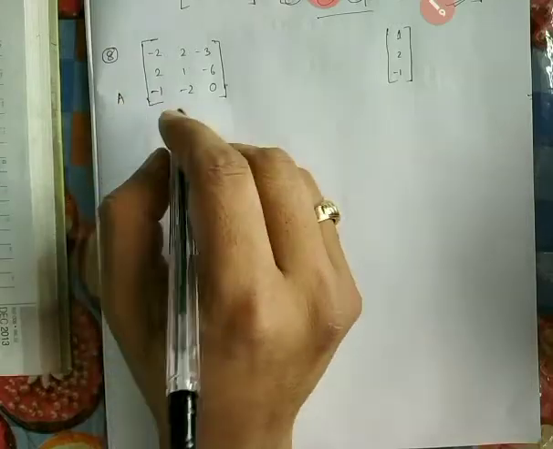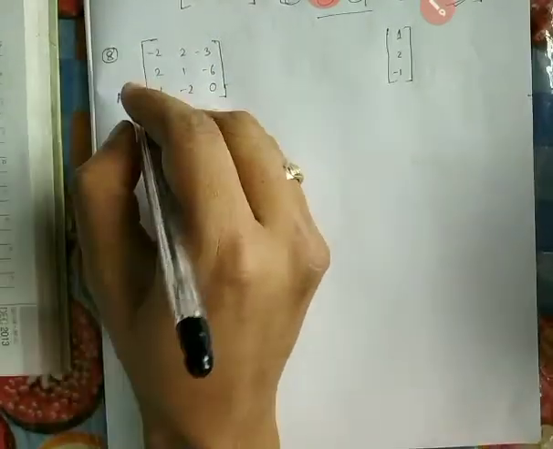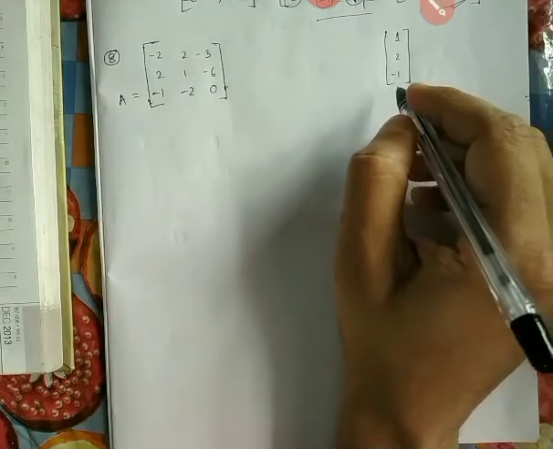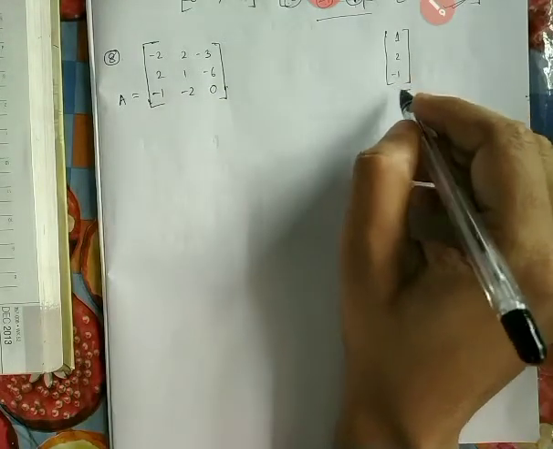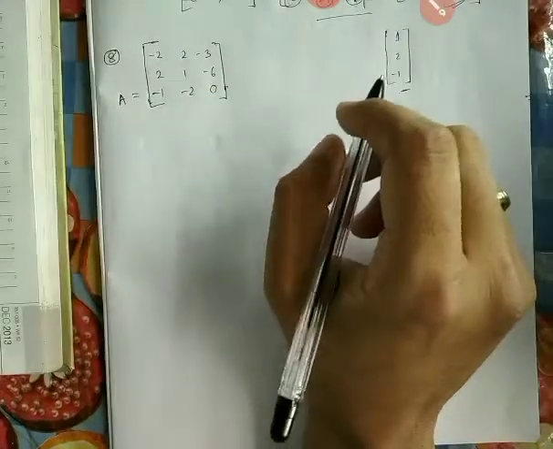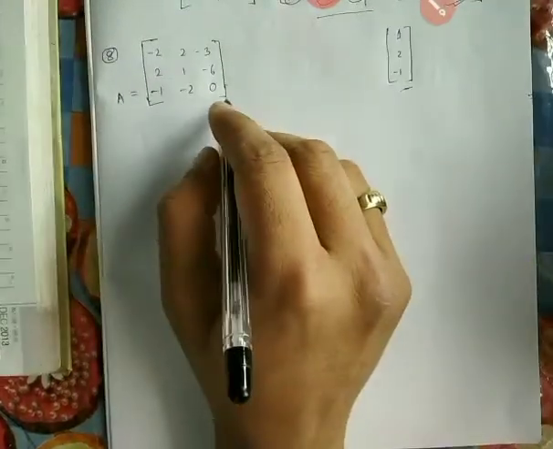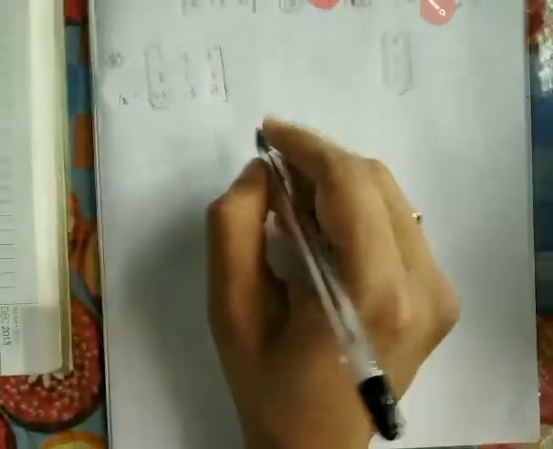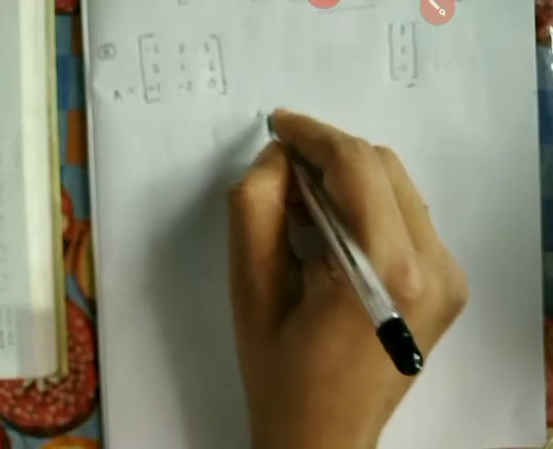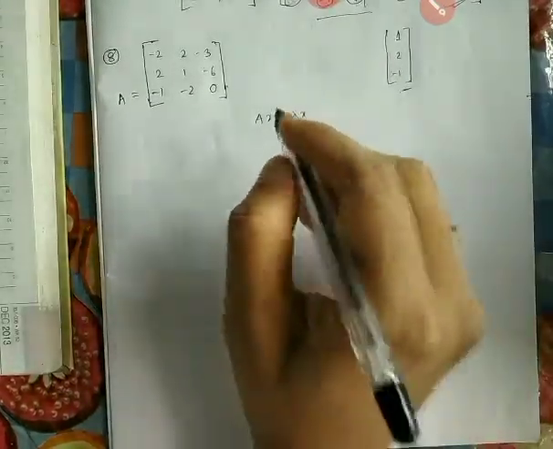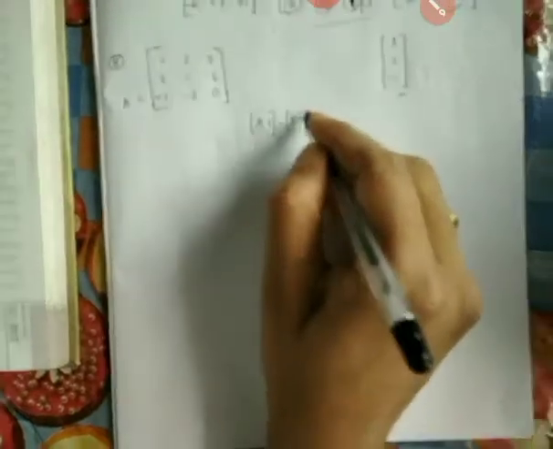A is a matrix, and a vector, an eigenvector, is given. It is asked: this vector is an eigenvector of this matrix for what eigenvalue? Every matrix will have eigenvalues, and for every corresponding eigenvalue there will be an eigenvector. So what is the formula actually? A into x is equal to lambda into x, where x is the eigenvector.